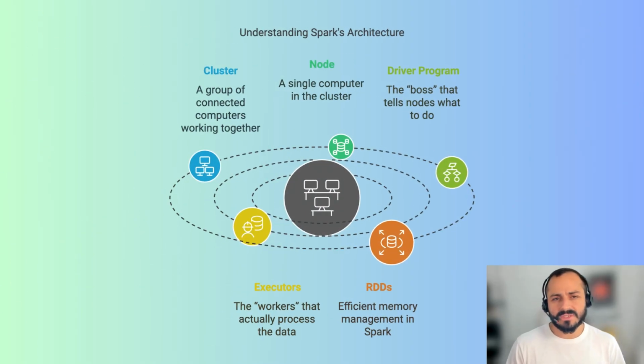So some key concepts relating to this are a cluster, a group of connected computers working together; a node, a single computer in the cluster; a driver program, the boss that tells nodes what to do; and executors, the workers that actually process the data. Since Spark is designed to work across multiple nodes, it needs a way to manage memory efficiently. That's where RDDs come in.